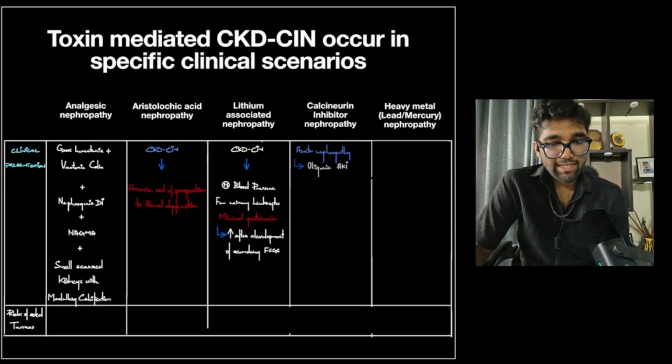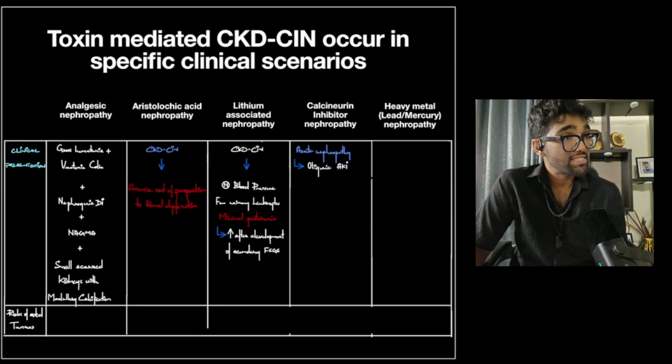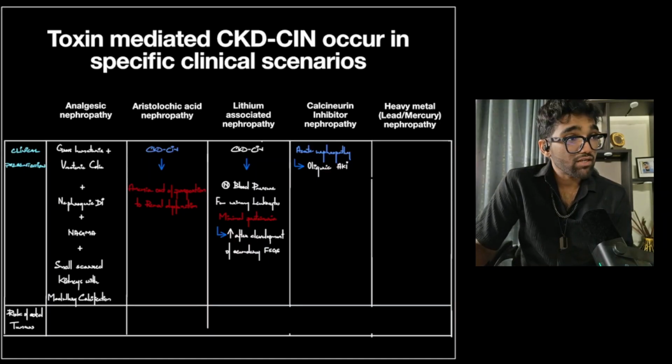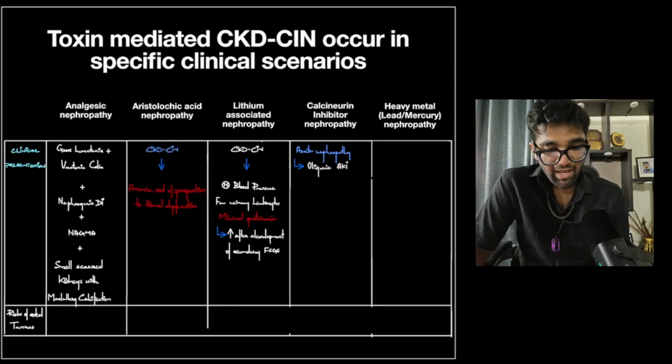Okay. Now, clinically, there are some specific clinical scenarios in which these disorders present. Analgesic nephropathy presents with gross hematuria and ureteric colic, with nephrogenic diabetes insipidus and normal anion gap metabolic acidosis because of the presence of renal tubular acidosis. Okay. And the kidneys are small and scarred with medullary calcification because there is medullary necrosis.